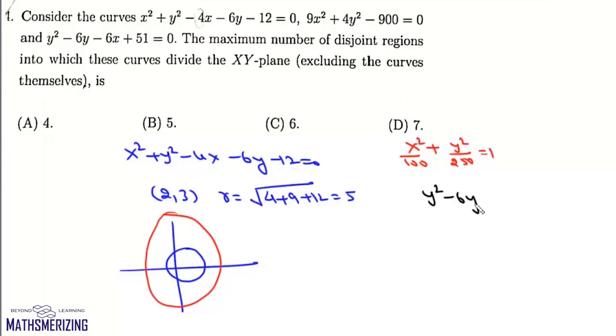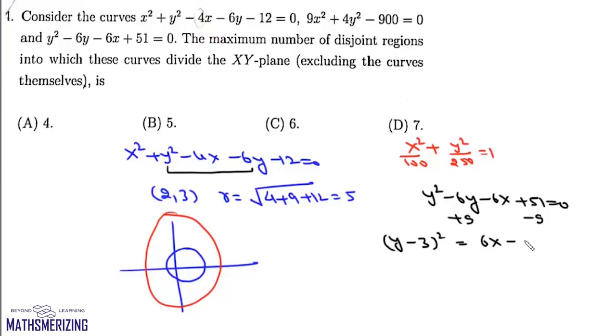and then we have this parabola, which is y square minus 6y minus 6x plus 51 equals 0. Now we'll add 9 and subtract 9, and we'll get (y minus 3) whole square equals 6x minus 42, which is 6 into (x minus 7). Now the vertex of this parabola is at (7, 3).